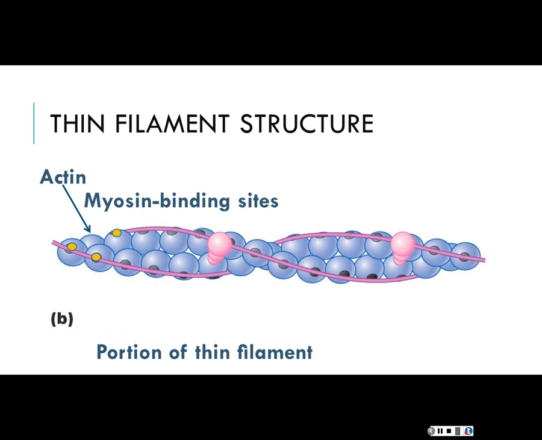These myosin binding sites are covered up by what? Something called tropomyosin. What color is tropomyosin in this image? The pink, lavendery, filamentous, stringy-looking protein. Filamentous. Tropomyosin. What is its job?